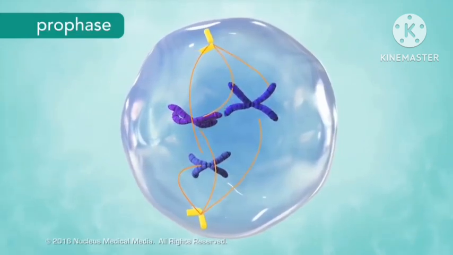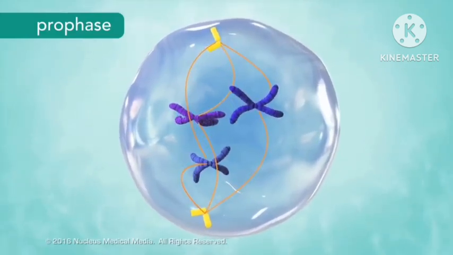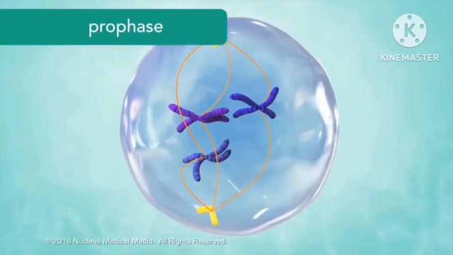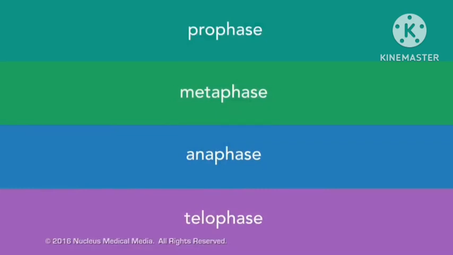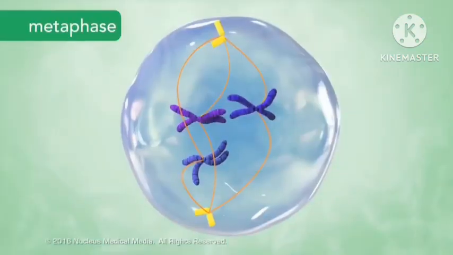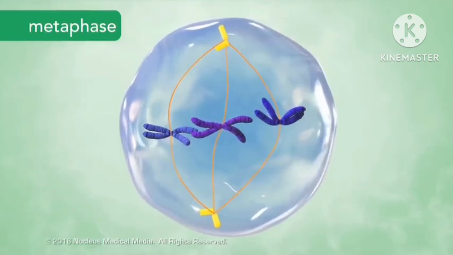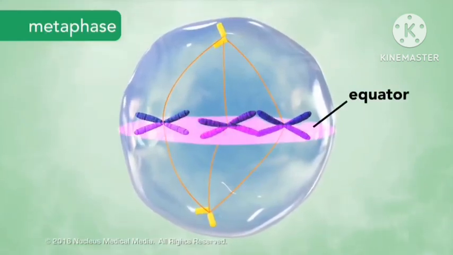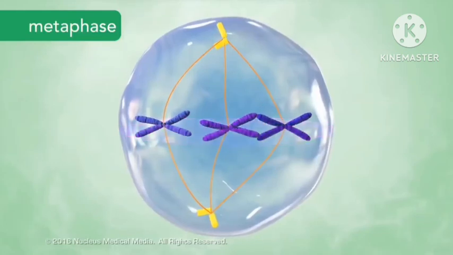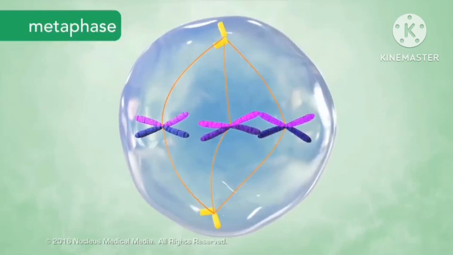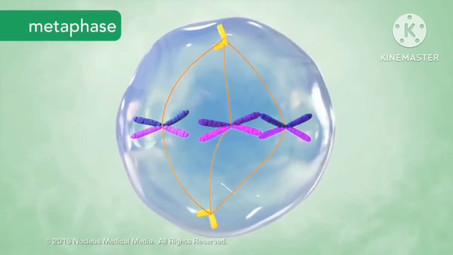Now that chromosomes are no longer separated from the cytoplasm, the opposite ends of the spindle fibers can attach to the centromeres. Next, the cell enters metaphase. The centrioles complete their movement to the poles of the cell, while the spindle fibers line up the chromosomes along the equator of the cell. The end-to-end alignment of chromosomes results in a sister chromatid on either side of the equator.